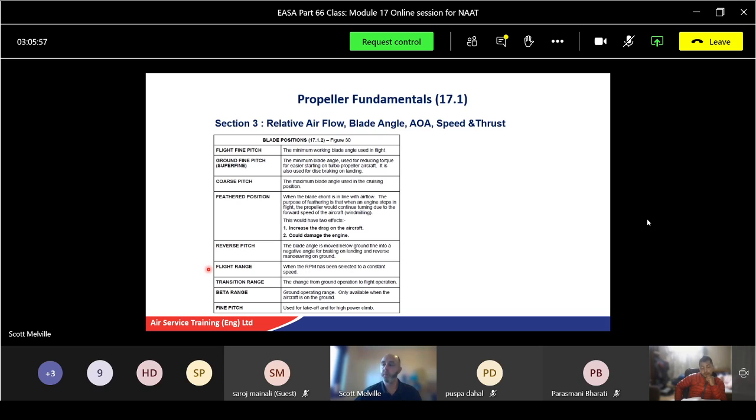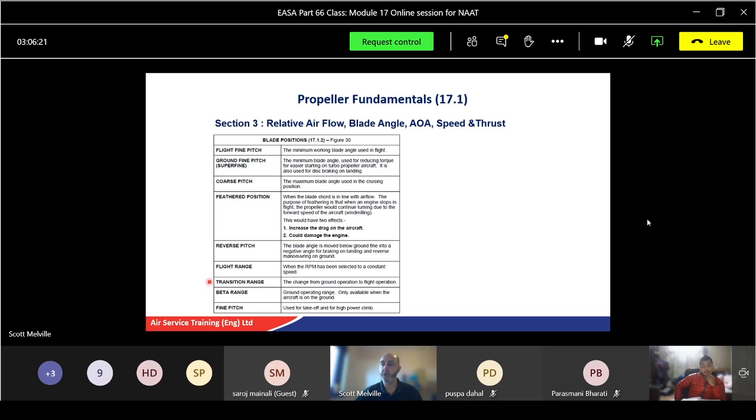Flight range, when RPM has been selected at a constant speed, yeah, if it's a variable positioning propeller, that'll be the flight range, whichever's been preset. Transition range, that's just simply the change from ground operation to flight operation. We're in transition from ground to flight to whichever range we want.